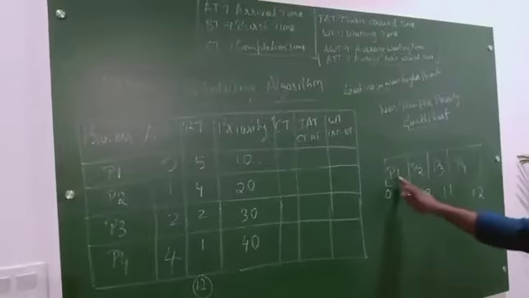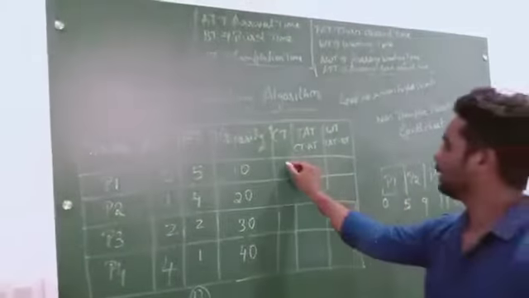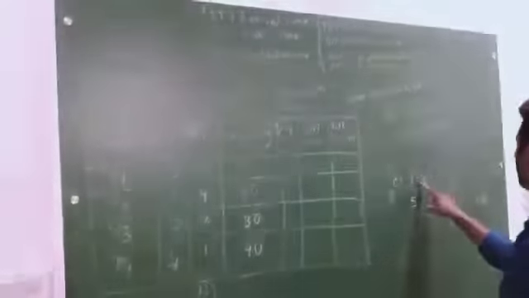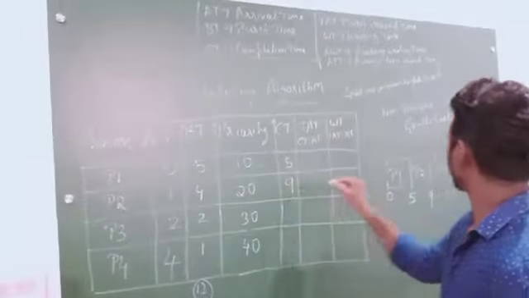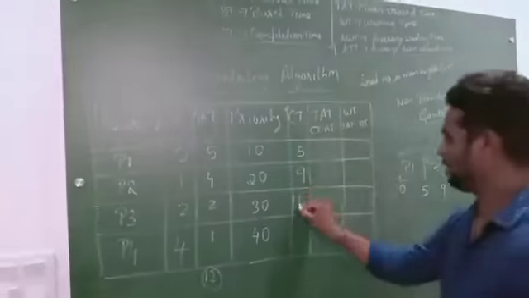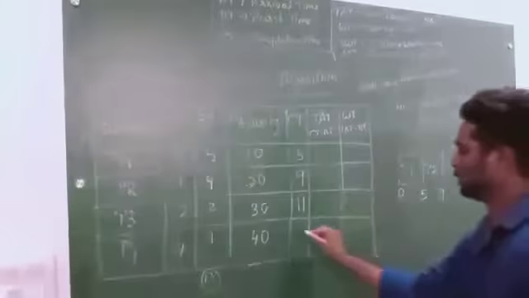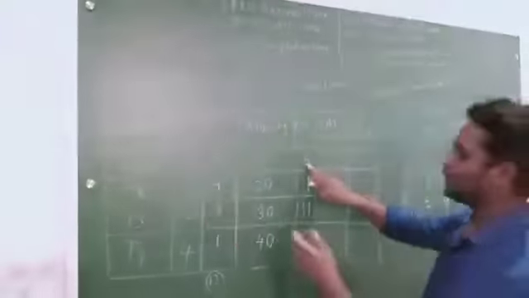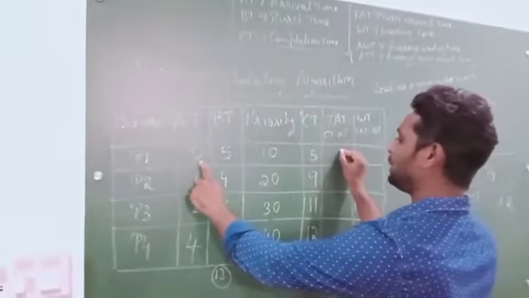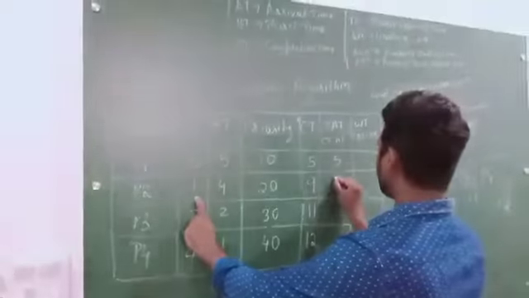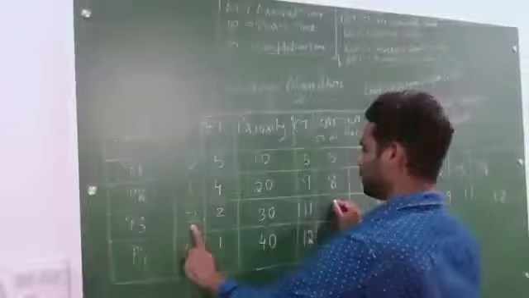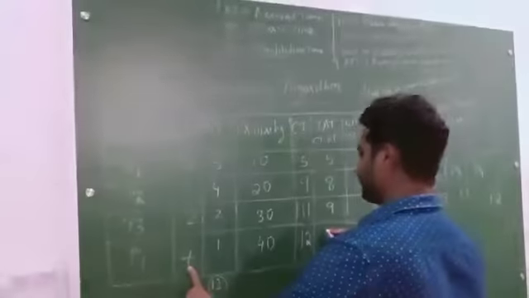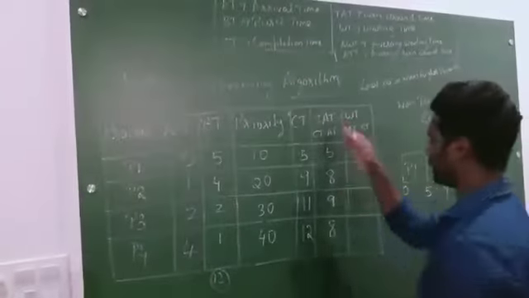Now completion time. P1 completion time is 5. P2 is 9. P3 is 11. P4 is 12. Turnaround time is completion time minus arrival time. 5 minus 0 is 5. 9 minus 1 is 8. 11 minus 2 is 9. 12 minus 4 is 8. This is your turnaround time.